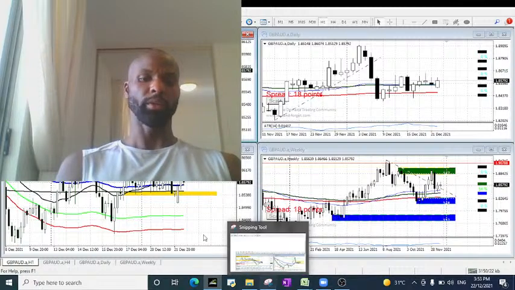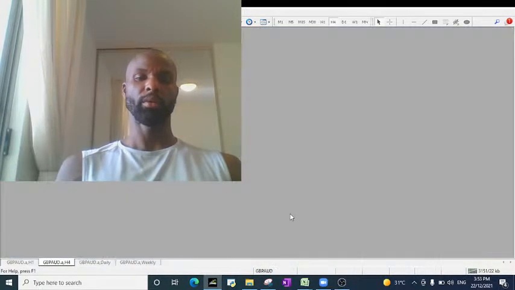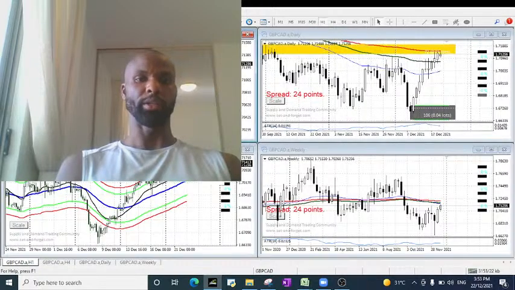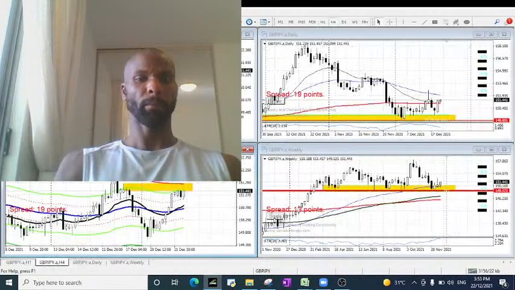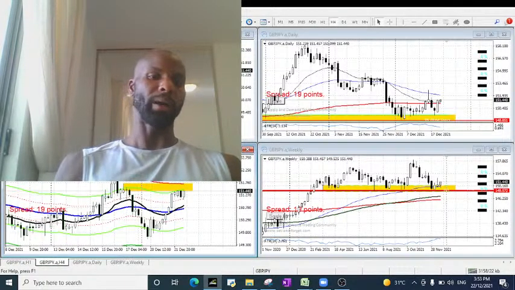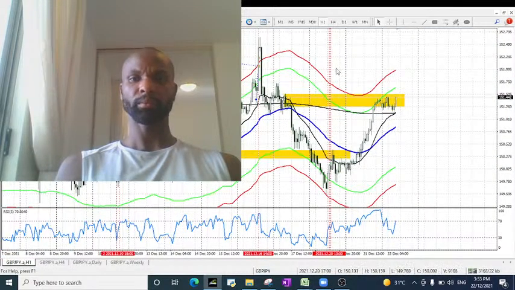But the cleanest setup that I've seen today is the pound yen. We are at a 4 hour zone. So we have a zone right here. We've pushed into it, kind of rejected. Now we are pushing back into it again.